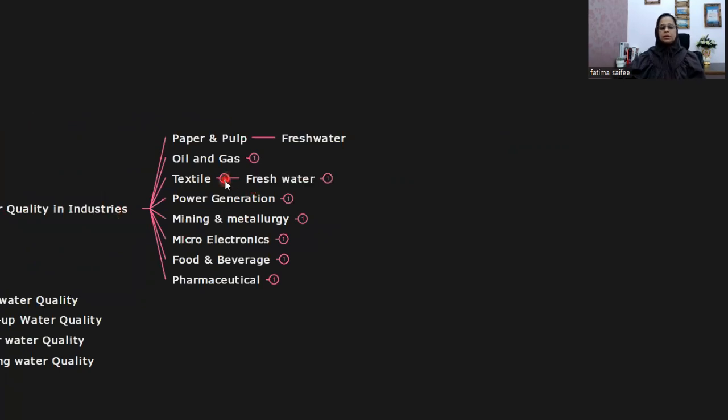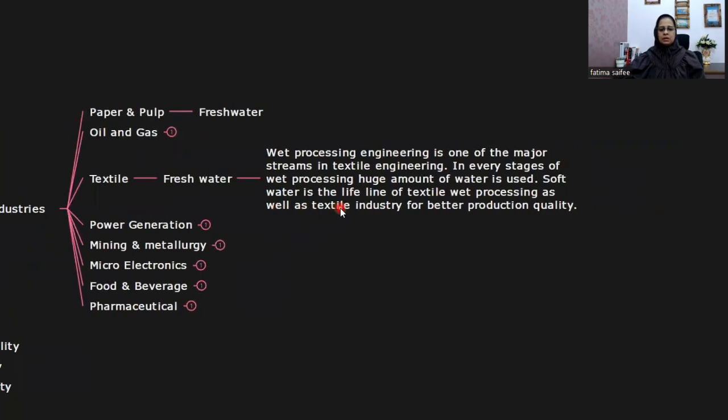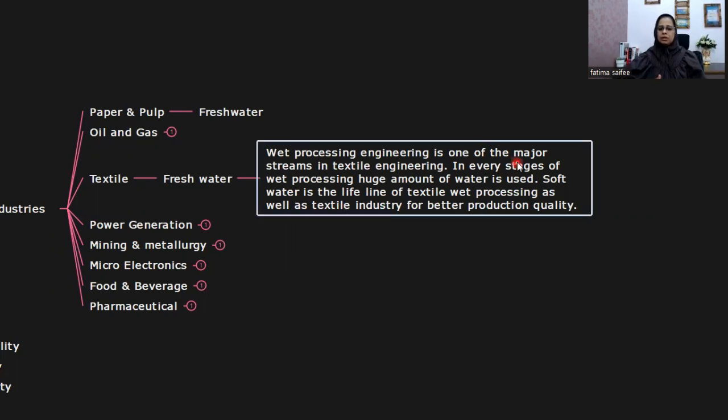In the textile industry, mostly fresh water is used because color is very important here. The pigmentation and the fabric are very sensitive sometimes. So in many processes, if we use untreated water, it can damage the textile and the fabric. So wet processing engineering is one of the major streams in textile engineering.